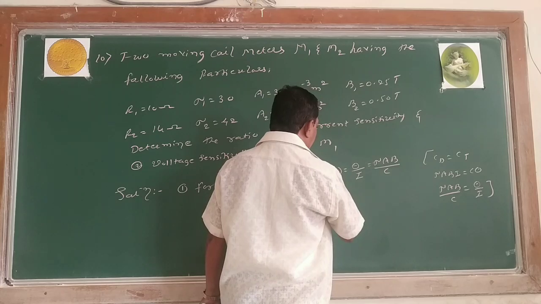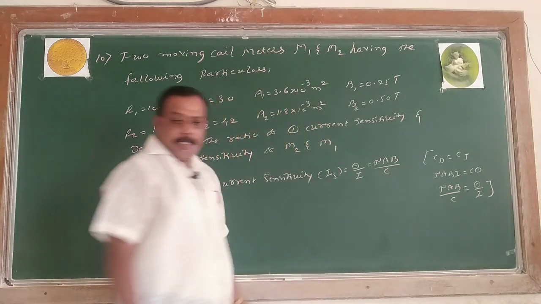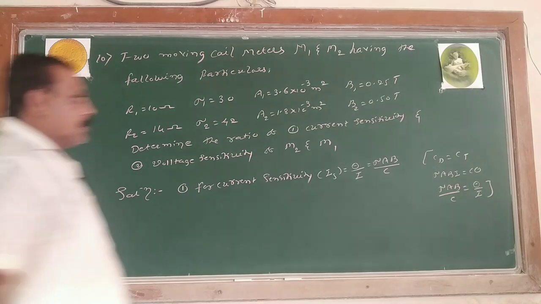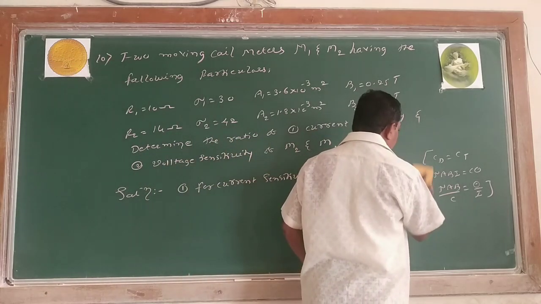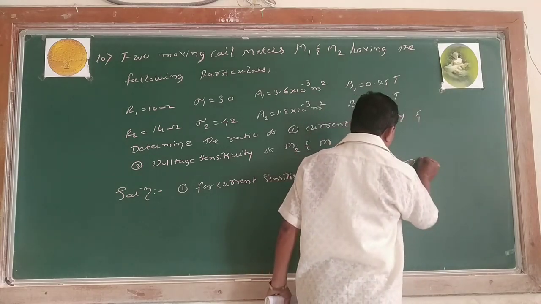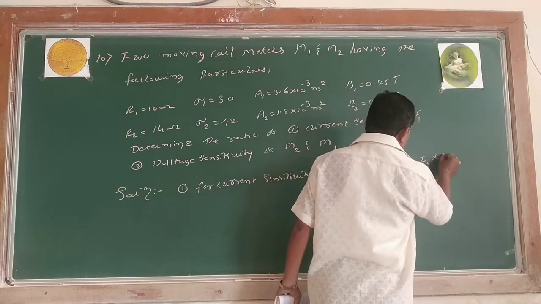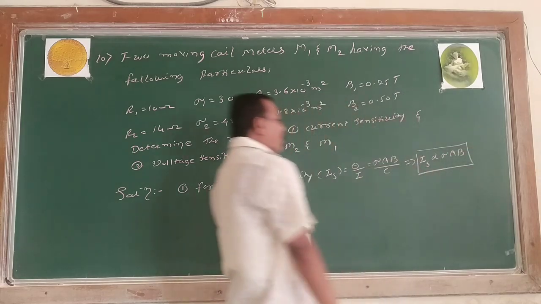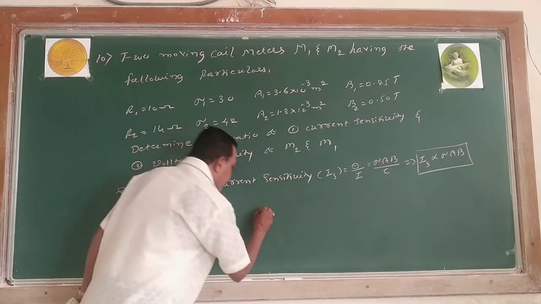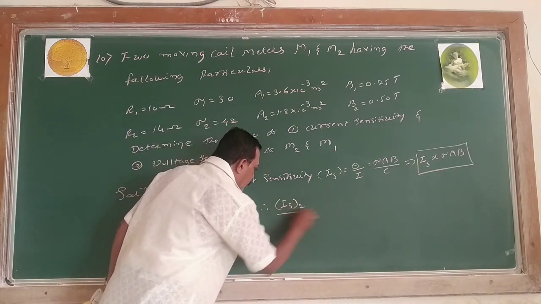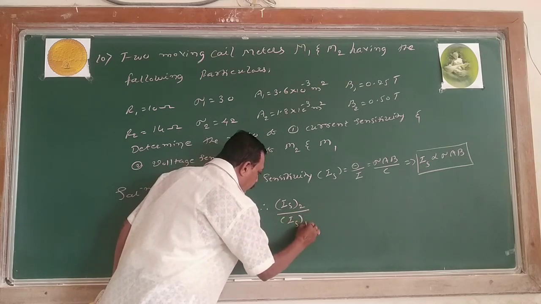So N is the number of turns, A is the area, B is the magnetic field, C is constant. Shall I write IS is directly proportional to NAB. C is the constant, that is nothing but couple per unit twist. Yes, I can write IS is directly proportional to NAB. So I go for second meter. Therefore, current sensitivity for second meter to the current sensitivity for first meter.